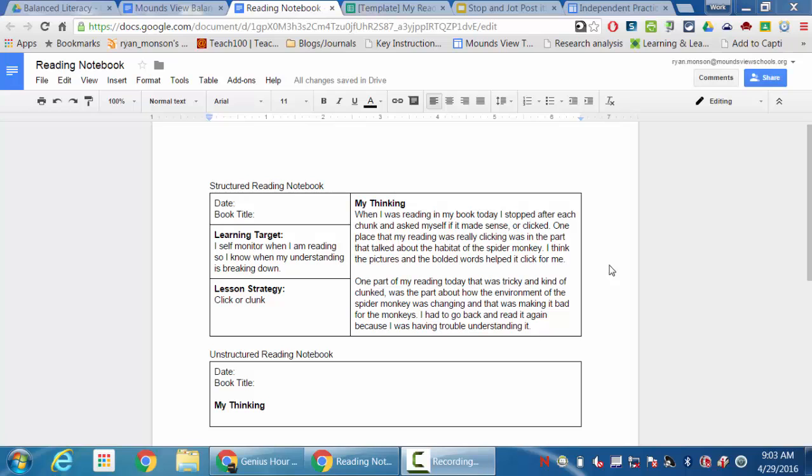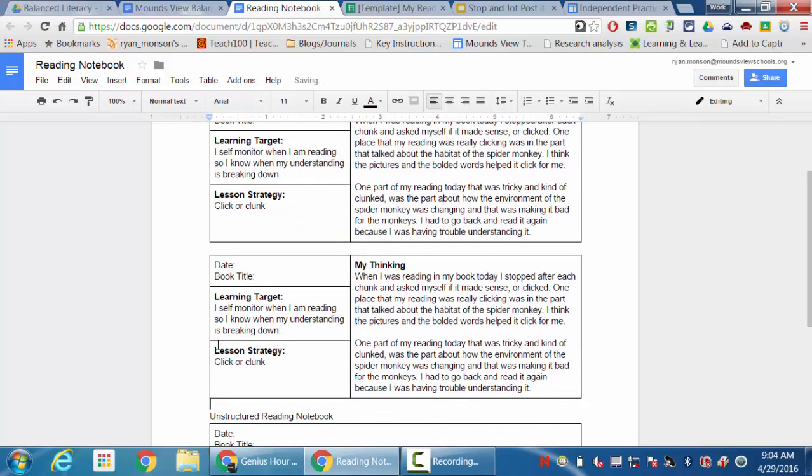And for students, all they would need to do is, when they are ready to do a new post, so each day they could go in, all they would need to do is copy the previous one and then paste it and go through and change the information that's there for the learning target, the lesson strategy, and their thinking. So they can continue making new posts as they go down, changing the dates and that other information.